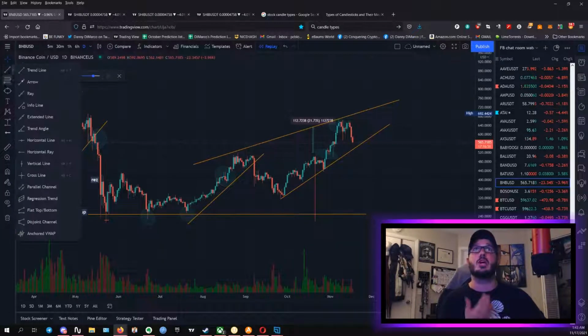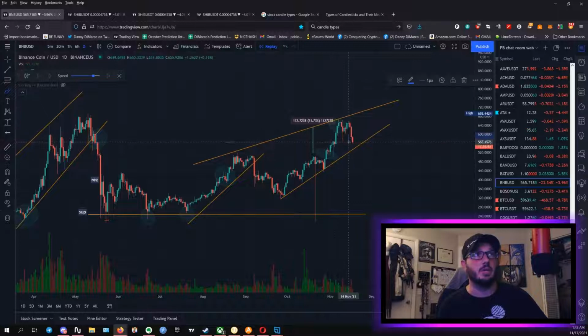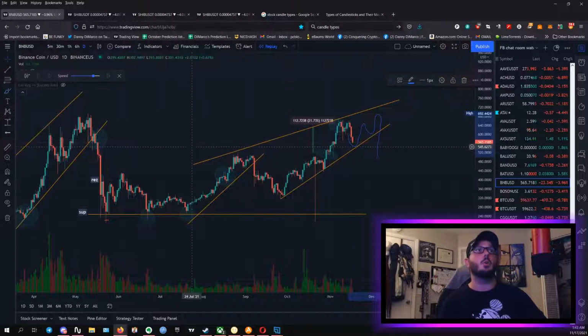But of course, as you've seen in the examples, that doesn't mean it's going to. It could totally do one of these and then right back down. And then if that were to happen, we can develop a new consolidation area where we can track.